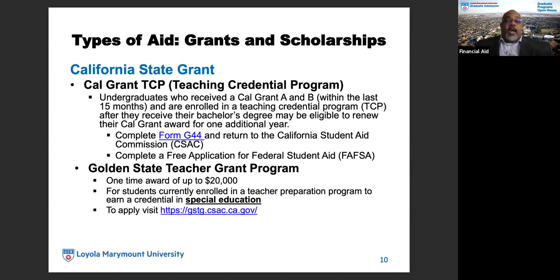In addition to the Cal Grant TCP, the state also offers the Golden State Teacher Grant Program, which is a one-time award of up to $20,000. This is for students who are currently enrolled in a teaching preparation program to earn a credential in special education. Information and the application for that program is available on the website listed, gstg.csac.ca.gov.